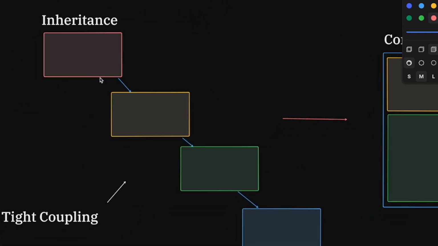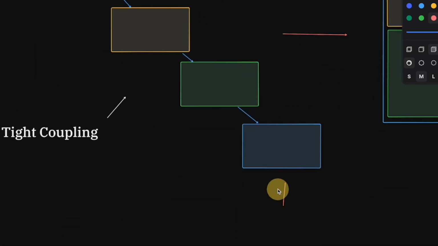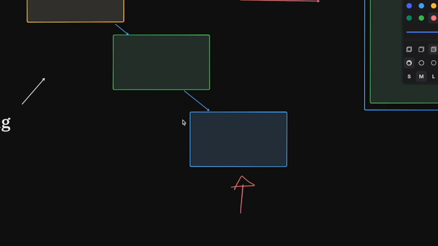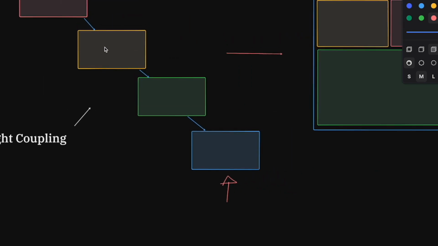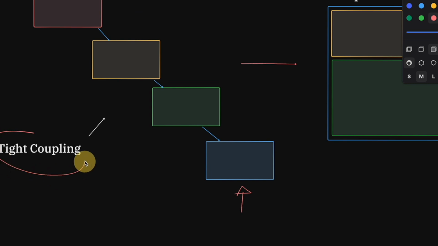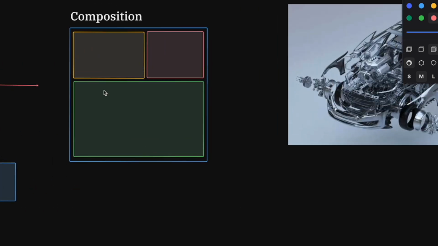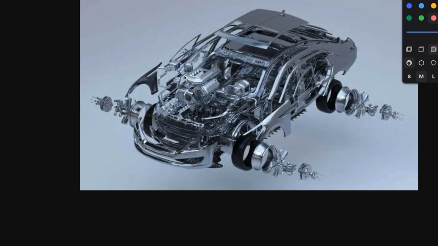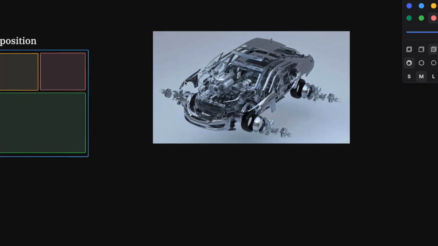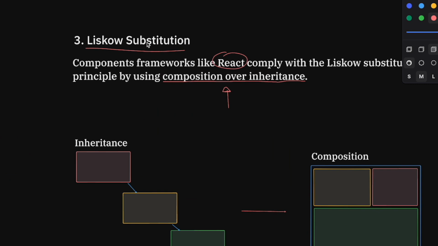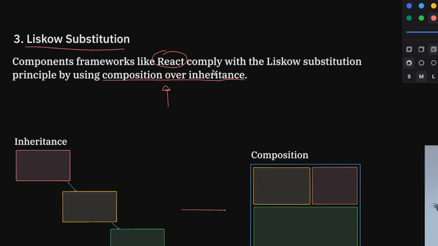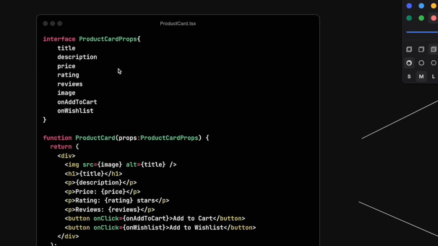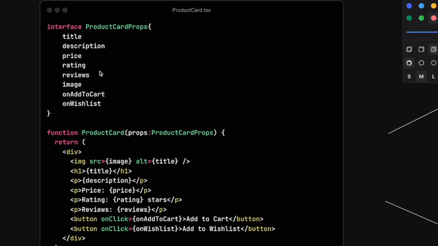So instead of having an inheritance chain, where our final component should inherit from thousands of components before, which will result in very tight coupling, we actually compose these components into a higher order one, just like you would assemble a car. So if they ask you about the Liskov substitution principle, don't worry, React already complies with it because React favors composition over inheritance. Moving on to interface segregation, this is another very simple one.